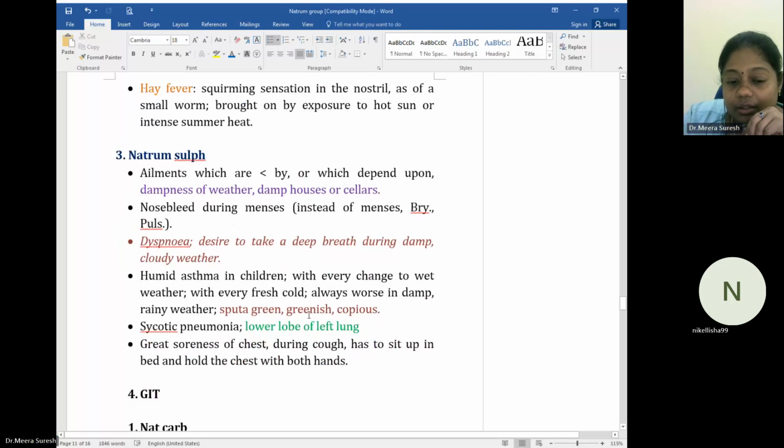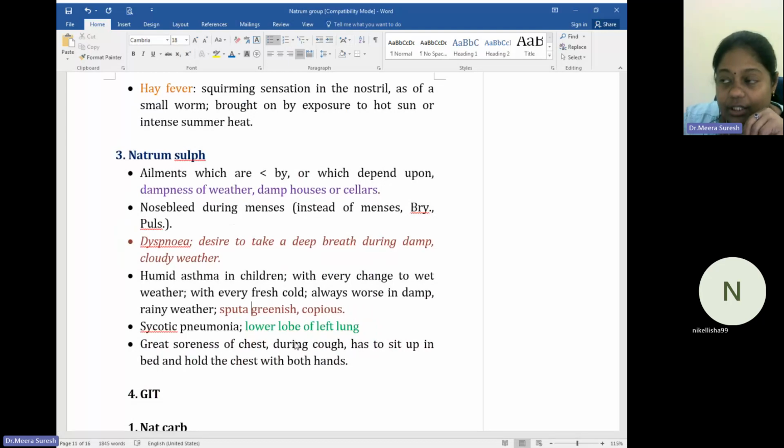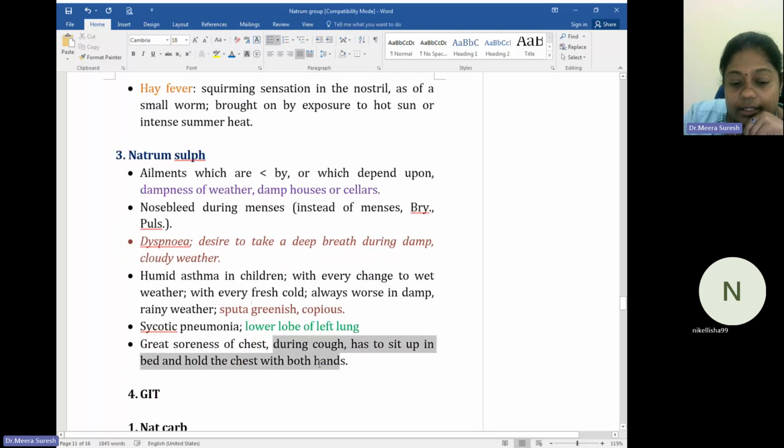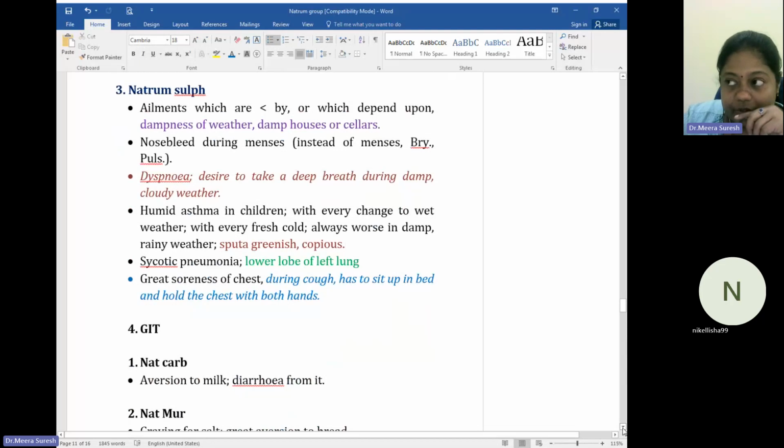The sputa is greenish and copious, which is showing its psychosyphilitic nature. And in the psychotic pneumonia, the lung affected will be the lower lobe of the left lung. There is great soreness of chest. During cough, has to sit up in bed and hold the chest with both hands. So this is an attitude they keep up during coughing. It is important from the exam point of view. It's very important. So remember the symptoms going deeper and becoming more severe also.